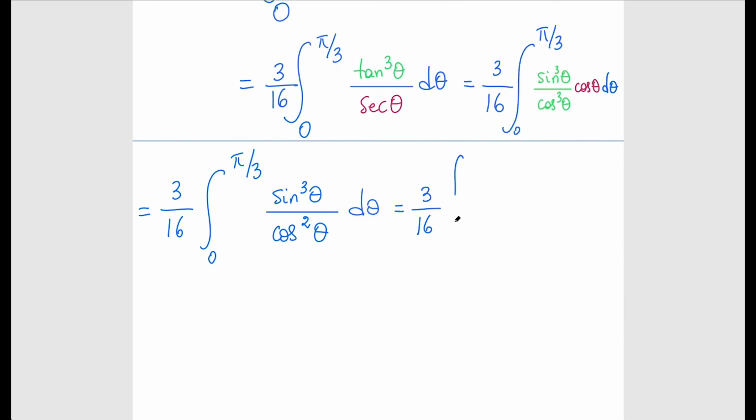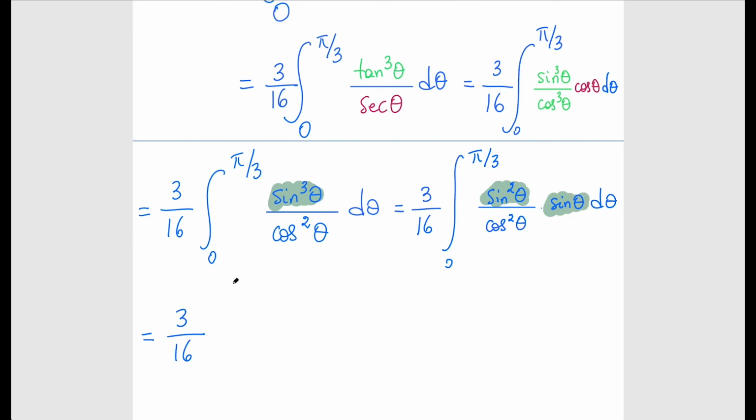So I'm going to reserve one of the sines. So 3 over 16, 0 to pi over 3, sine squared theta divided by cosine squared theta times sine theta d theta, right? So what did I do? I rewrote this guy as this times this. Now, sine squared is 1 minus cosine squared by the Pythagorean identity. So 3 over 16, 0 to pi over 3. Sine squared theta is 1 minus cosine squared theta, right?